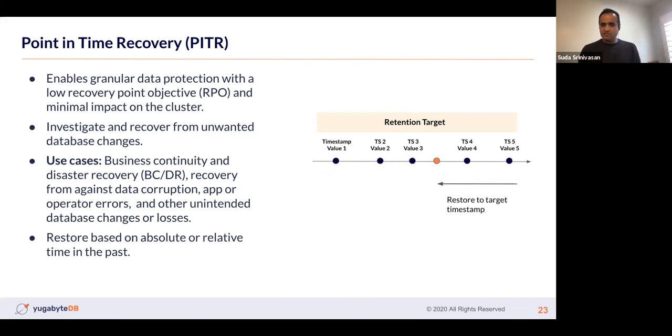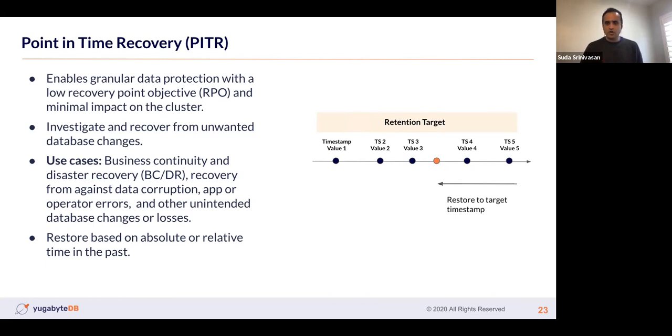So TS3, for example, if the target value is that orange dot there, it goes back to TS3, which has value 3, and then discards everything beyond that, all the changes beyond that, right? So that basically takes the database back to a point in time. And now you can do that in a very convenient way as part of the platform interface that Amey showed recently. So you can restore it both to an absolute point in time in the past, say Monday at 11 a.m., or you can restore it to a relative time in the past, like restore it by 3 hours in the past.